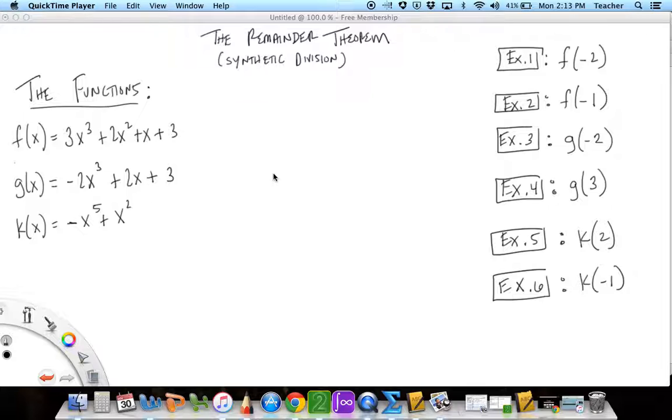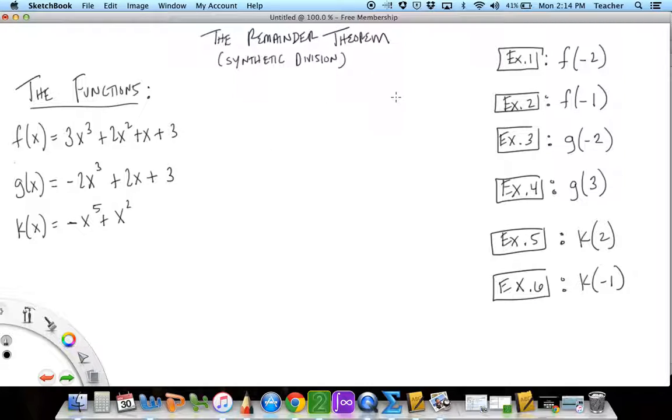The better you get at this, the faster you'll be able to do math, and the faster you'll be able to evaluate functions. In this case, I have 3 different functions here, and I have 6 different examples that incorporate these particular functions. It brings up some different situations that you might run into while using the remainder theorem.